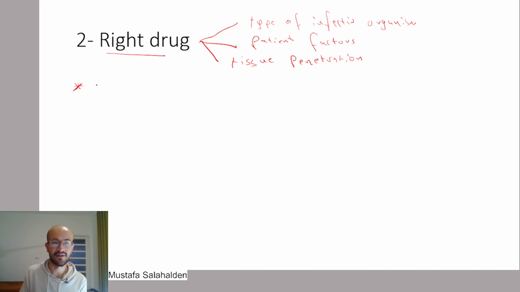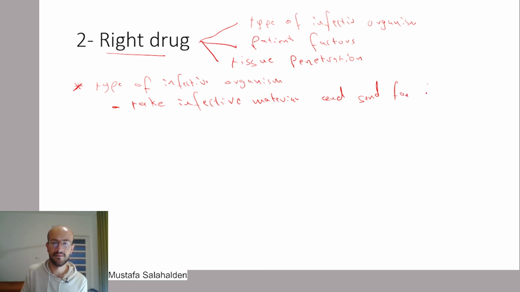Now let's talk about how you check for the type of infective organism. The method is that you take infective material from the patient, and send it for culture and sensitivity.